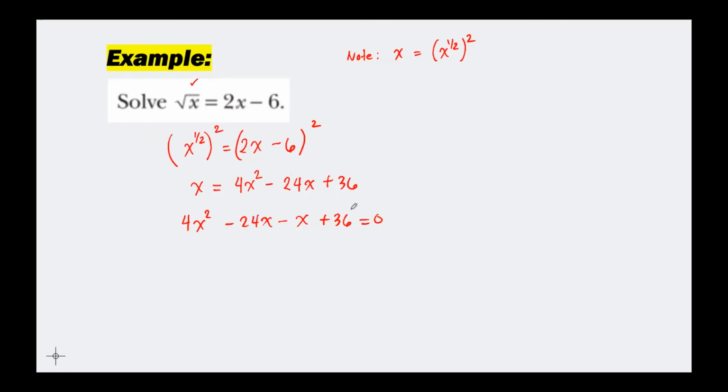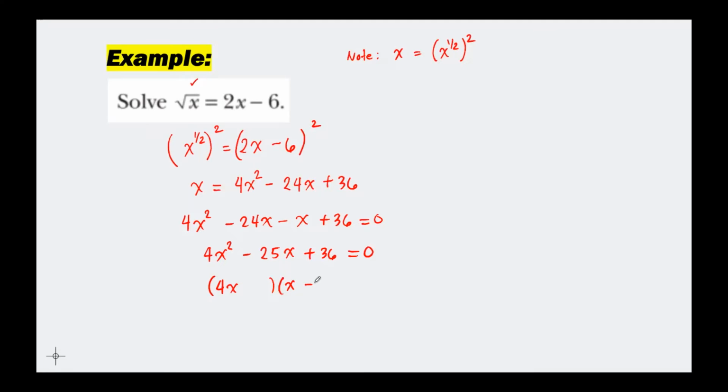Remember that when you're dealing with a quadratic equation, you need to make one side of the equation equal to 0. That's how we can solve for the quadratic. So that gives us 4x squared minus 25x plus 36 is equal to 0. Now we're going to need to factorize this. So think of the factors of this expression. What will that be? This can be factored as x minus, so that means that's 4x, and this one is just x.